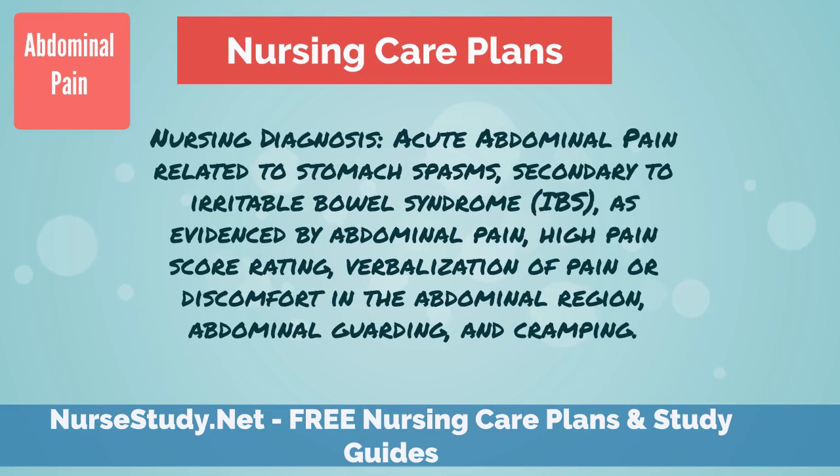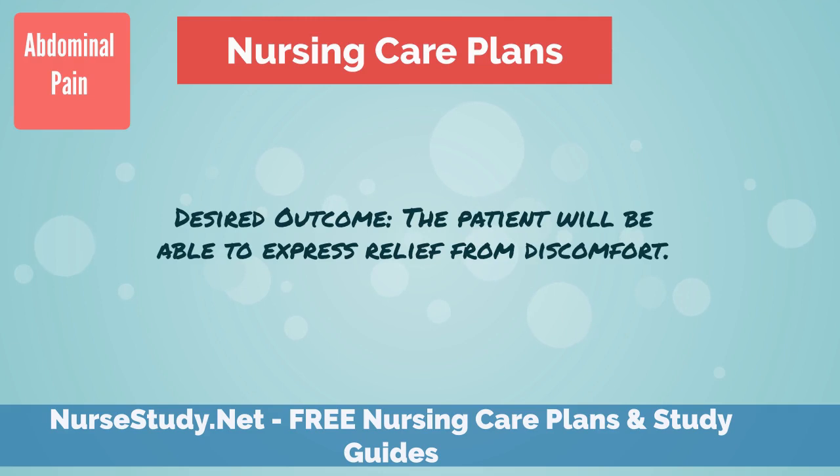Nursing care plan number 1, nursing diagnosis: acute abdominal pain related to stomach spasms, secondary to irritable bowel syndrome, as evidenced by abdominal pain, high pain score rating, verbalization of pain or discomfort in the abdominal region, abdominal guarding, and cramping. The desired outcome would be the patient will be able to express relief of their discomfort.